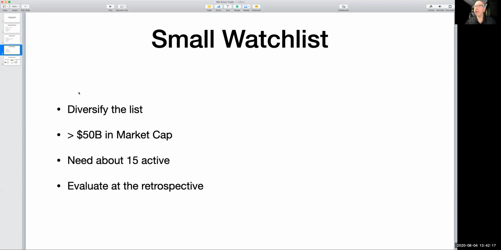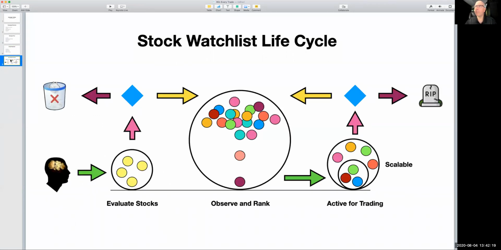All right, and of course, this is that process that I'm talking about in evaluating the stock watch list. And if you have ones that you want to throw into the big observe and rank portion of this life cycle, let me know. Just as long as it's a leader in its market and probably around 50 billion or more in market cap and is very liquid, then it's probably a good candidate.